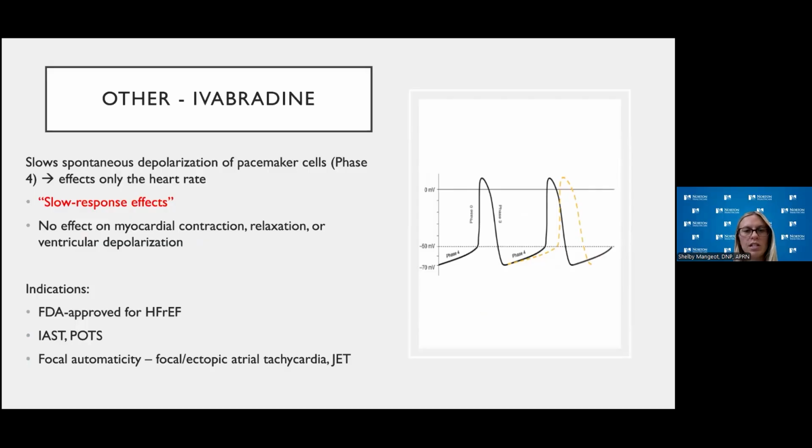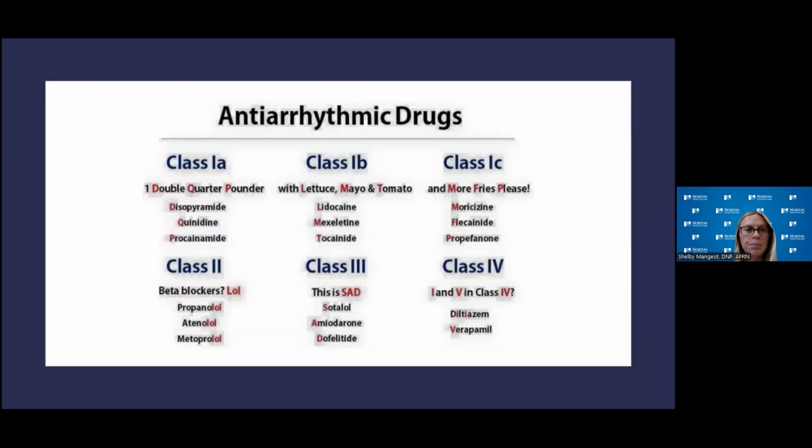So indications, it is FDA approved for heart failure with reduced EF. It is used for inappropriate sinus tach, POTS, and then we have commonly been using this medication for atrial arrhythmias with focal automaticity, such as focal atrial tachs, ectopic atrial tachs, and then it's been a very effective drug for junctional ectopic tachs as well.